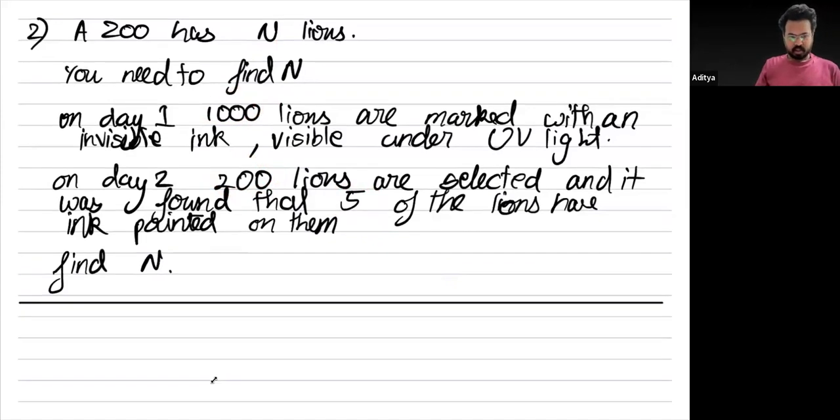Think about it, it's the same concept as the previous question. Tuba correct answer, Manas correct.